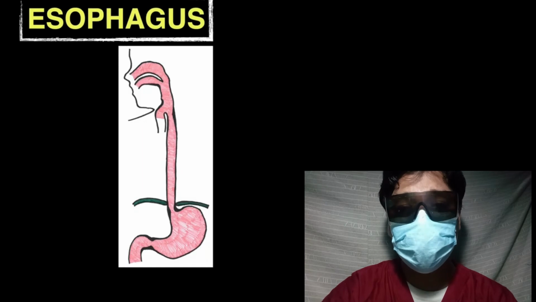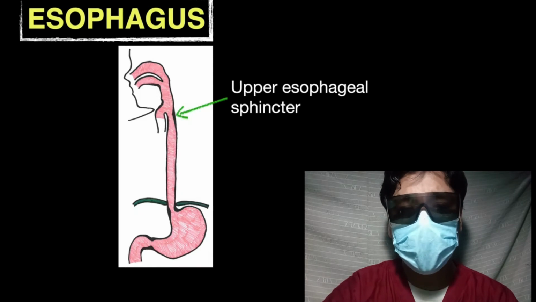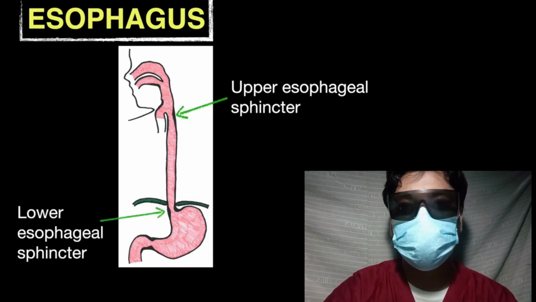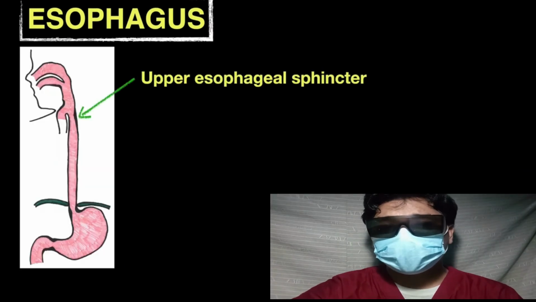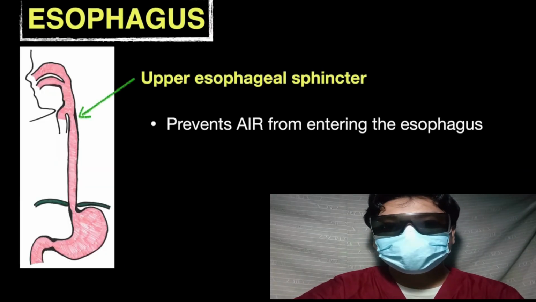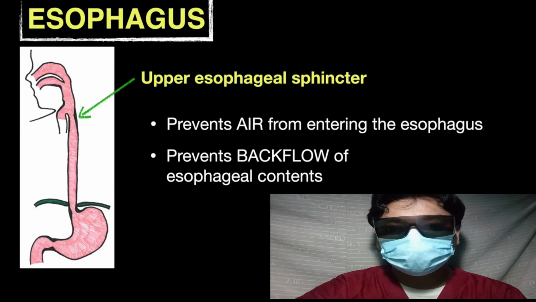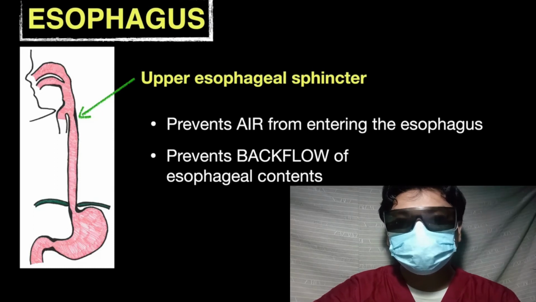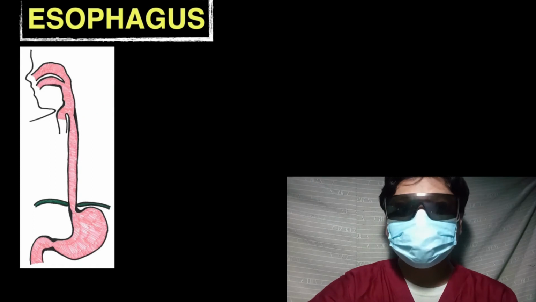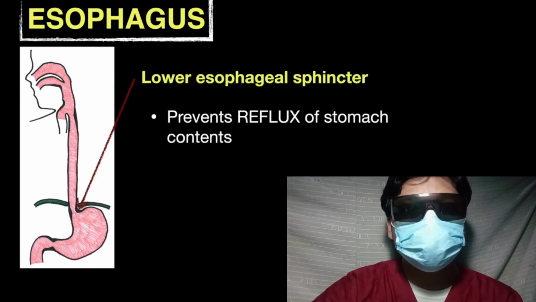Then, the esophagus. The esophagus is a long muscular tube that connects the mouth to the stomach. At each end of the esophagus is a sphincter. At the top end is the upper esophageal sphincter. At the bottom end is the lower esophageal sphincter. The upper esophageal sphincter prevents air from getting into the esophagus when you breathe. Also, it prevents the esophageal contents from backflowing into the pharynx or throat to prevent aspiration. While the lower esophageal sphincter prevents the reflux of stomach contents into the esophagus.